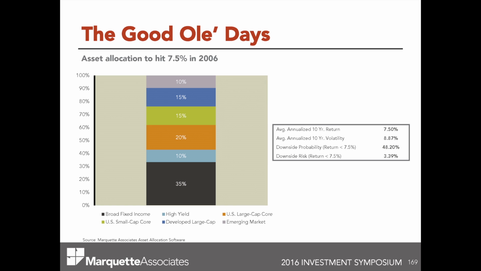So there's not a lot of private equity in here. There's not a lot of real estate in here. Let's just keep it to stocks and bonds. There's your 7.5% target rate of return. Your volatility is about 8.9%.